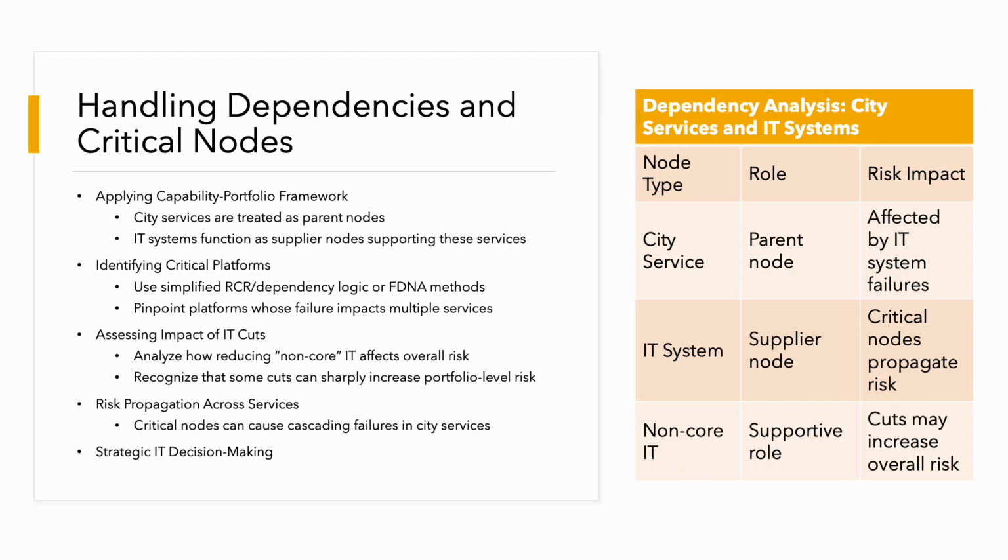Using capability portfolio and dependency models, we identify critical nodes where failure cascades into multiple services. These are the systems that cannot absorb cuts without causing exponential risk increases. PRA highlights these, and deterministic budgeting ignores them.